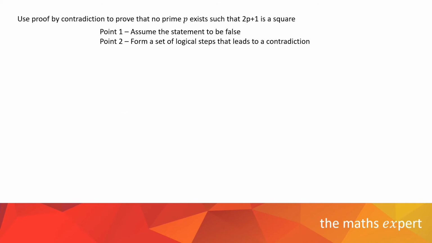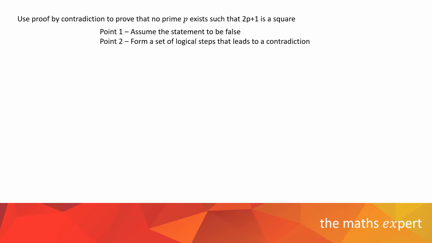The next example uses a different wording for the statement. Pause the video and think about what the negation of this statement would be. As a hint, you could try and change this into an if-then statement. If you were to change it into an if-then statement, then it would be if p is prime, then 2p plus 1 is not a square.